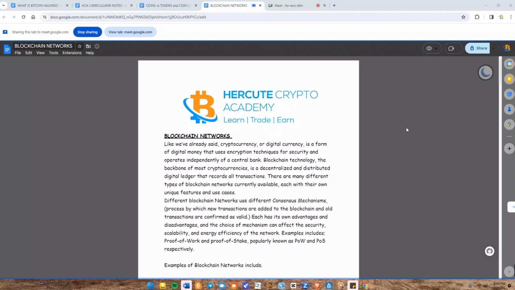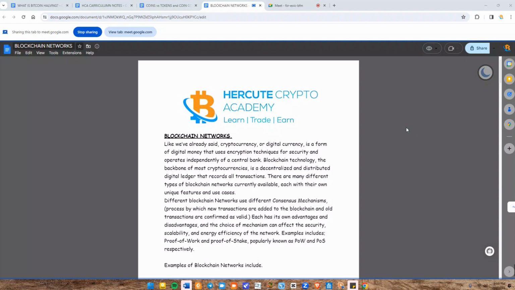So blockchain networks. We've already talked about blockchain, but we've only been able to talk about the Bitcoin blockchain network. You're going to realize that we have different blockchain networks and they serve different purposes. You may wonder, why do we have different ones? Why can't we just use one blockchain network?